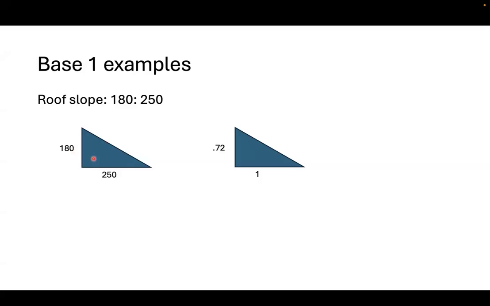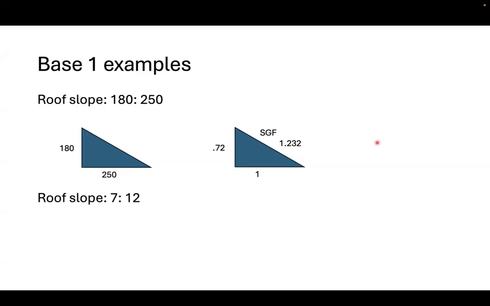So make sure you have a calculator, just follow along, and then it'll help make more sense for you. So 180 over 250 is 0.72. Now to get our actual SGF, slope gain factor, a squared plus b squared equals c squared. So the number that we're going to be working with is the 1.232.